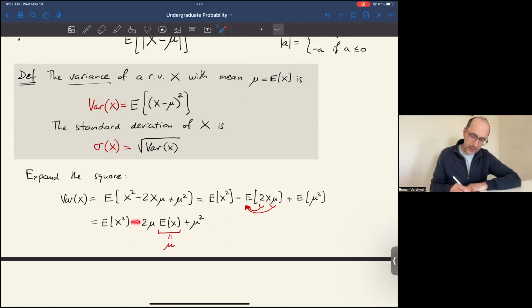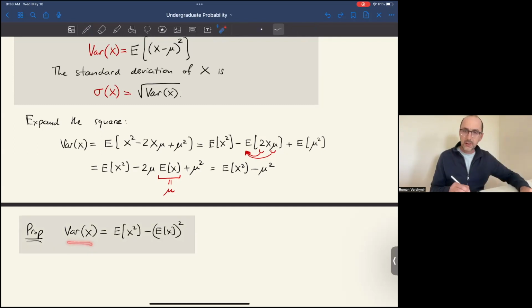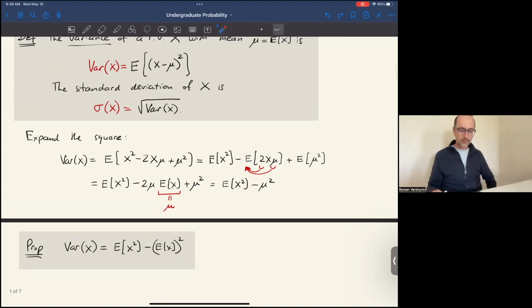And so here we subtract 2 mu squared, and we add back 1 mu squared. So the result is expected value of x squared minus mu squared. And then recall what mu is again, and we get this alternative formula to compute the variance. So to compute the variance, you take the expected value of x squared, then you take expected value of x and then square it. And surprisingly, these two numbers need not be the same. Otherwise, variance would always be 0, and it is not.